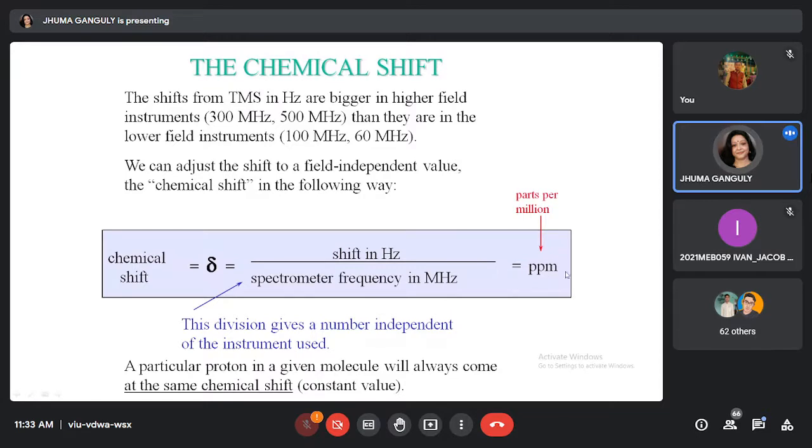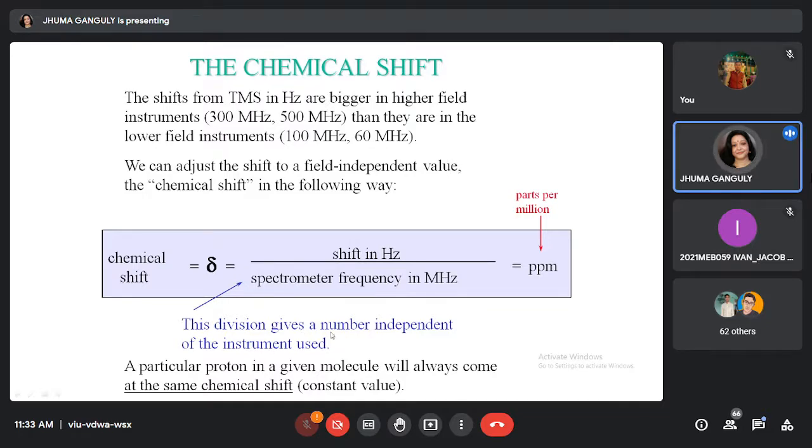you will immediately get just a number, which can be abbreviated as ppm, parts per million, because megahertz is 10 to the power 6 times hertz. That is why we get a simple digit, and this digit is fixed for 300, 500, 100, 600 and so on. The chemical shift is fixed if you divide it this way. That is a kind of neutralization, so that each instrument gives the same value for the same proton.